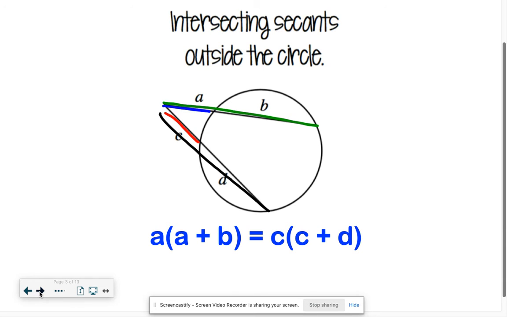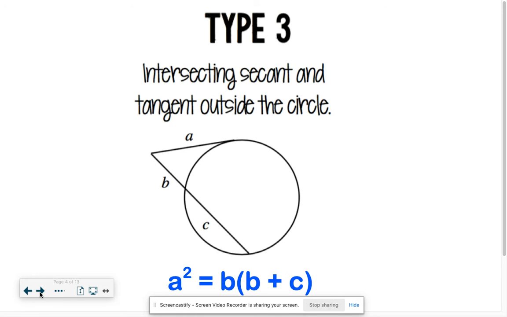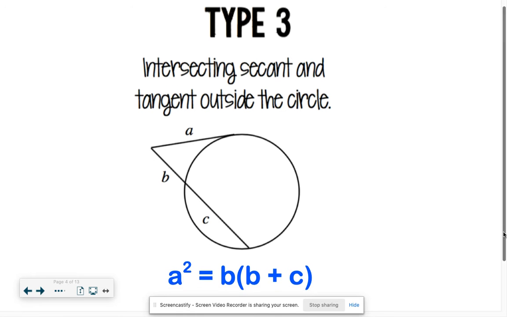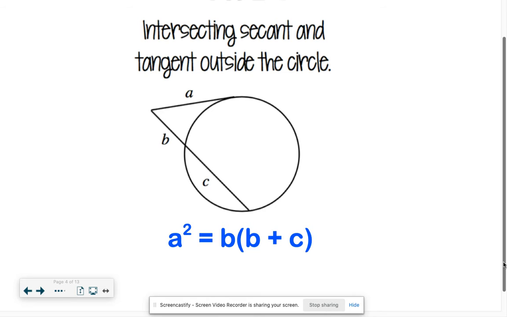And then your last type is when you have a secant and a tangent that intersect on the outside of your circle. It's goofy. I'm telling you, it's goofy. You're going to take this length squared, so A squared, equal to B times the sum of the whole length of B plus C. So make sure you have those written down correctly, because once you figure out what type you have, it's just a matching game of what you do. But if you have your formulas written down incorrectly, it gets more challenging.